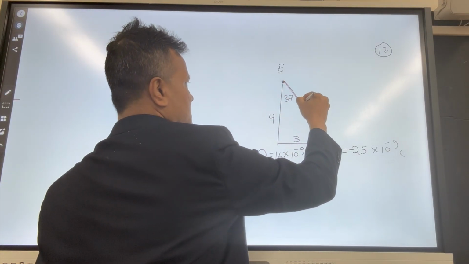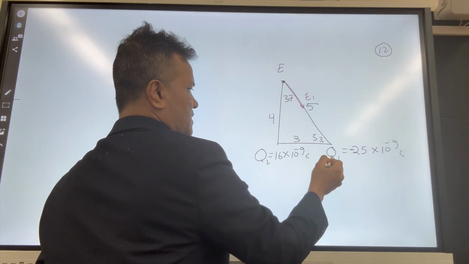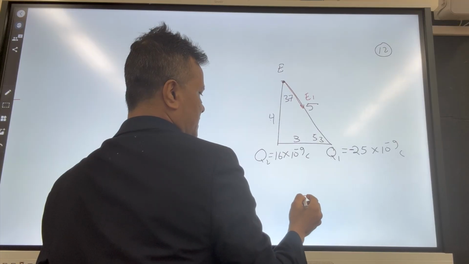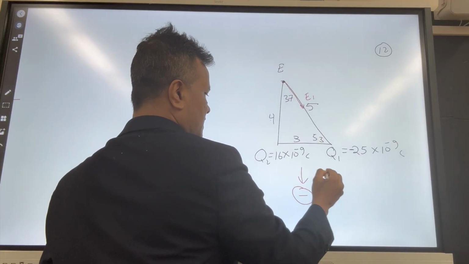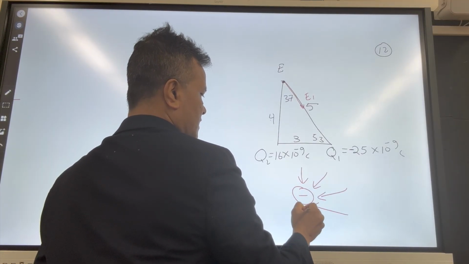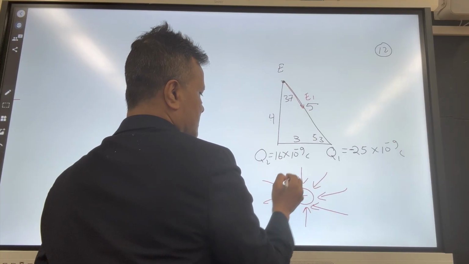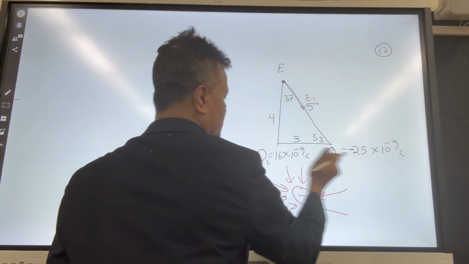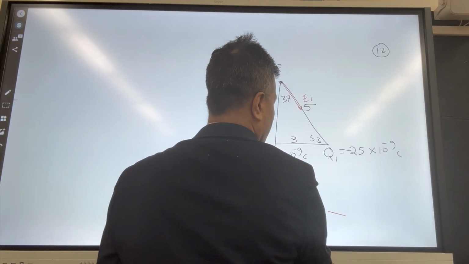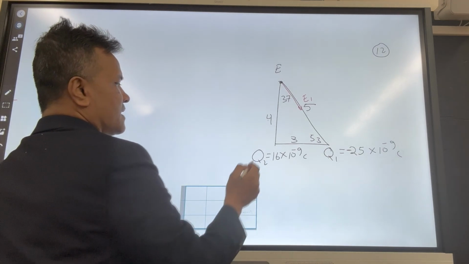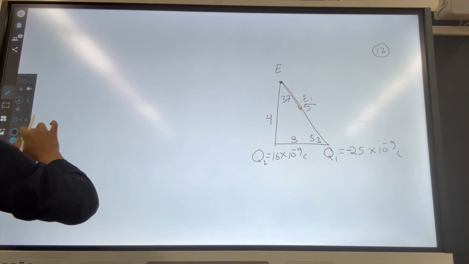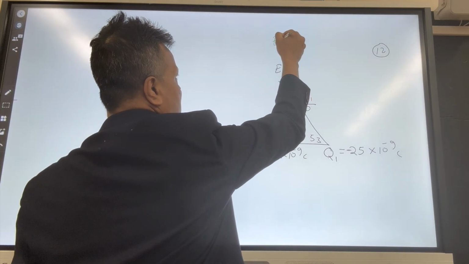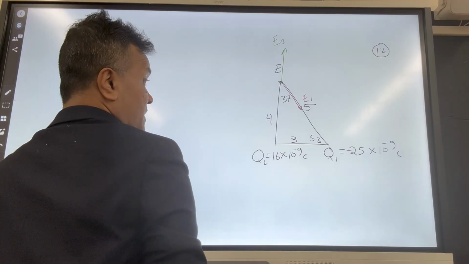This is E1. Why is this E1? Because inward, right? If you are negative, then you create the field like this, right? And one of them is going to look like this one. Okay, good. So inward because negative. All right, great. And E2 outward. Why outward? Because a positive charge creates a field outward. So this is E2.